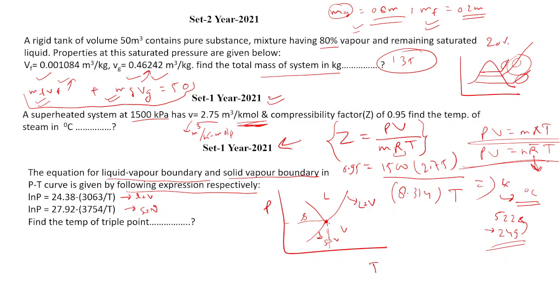Yes, sir. So here they are asking for the temperature, so we would simply equate both equations, eliminate pressure. And if they are asking for the triple point pressure, simply eliminate the temperature and find the pressure, correct? So whatever they are asking, you can easily find, right?